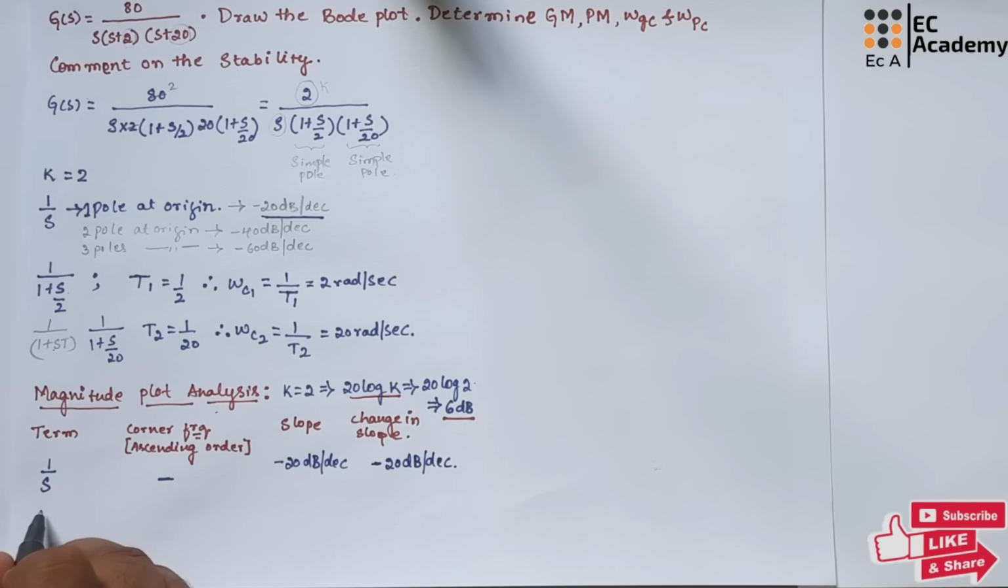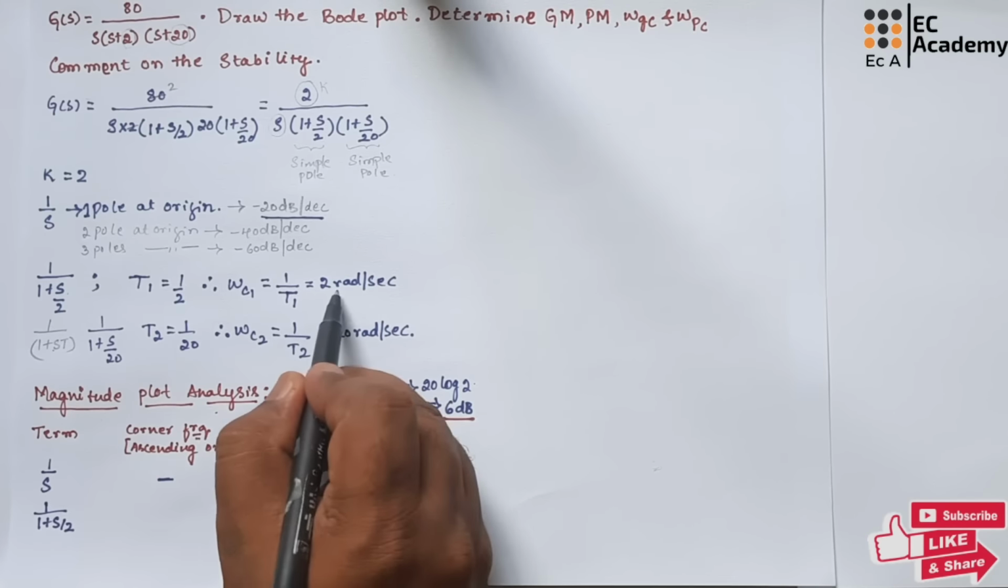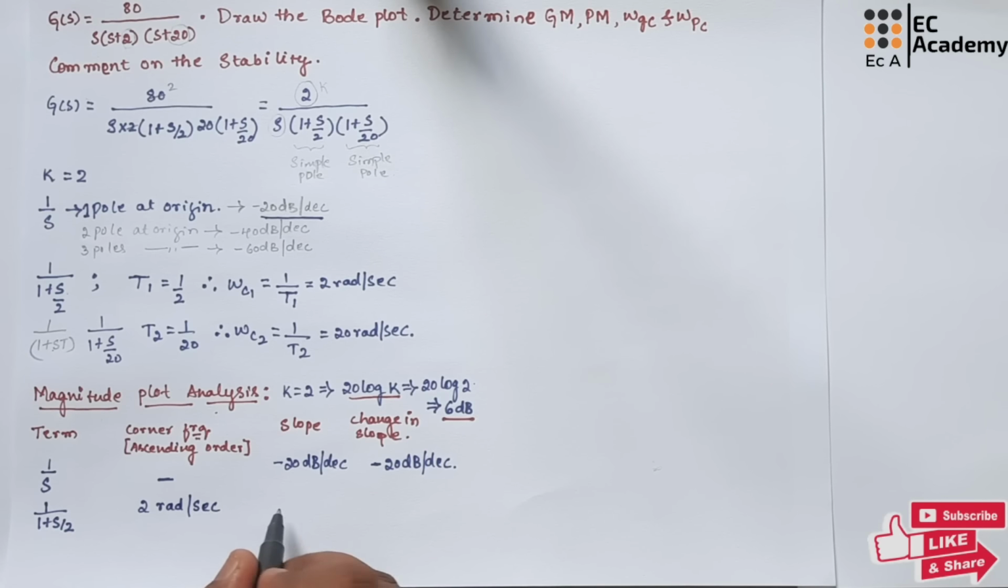So the next term is 1 by 1 plus s by 2. So for this we have a corresponding corner frequency which is 2 radians per second. And since s term is in the denominator, we'll be having a slope as minus 20 dB per decade.